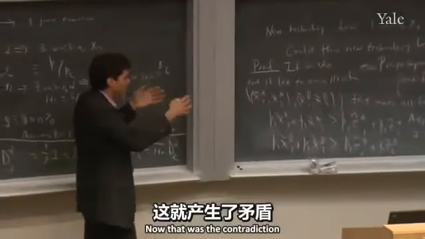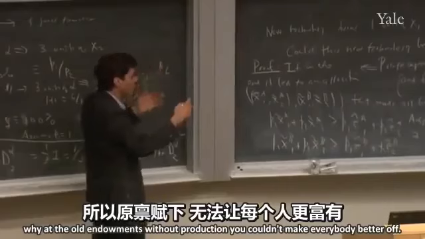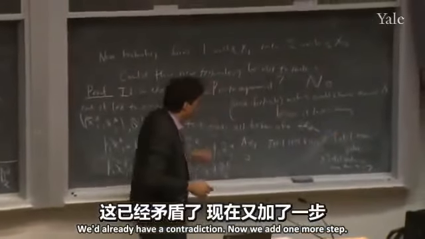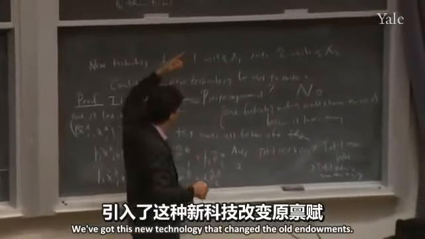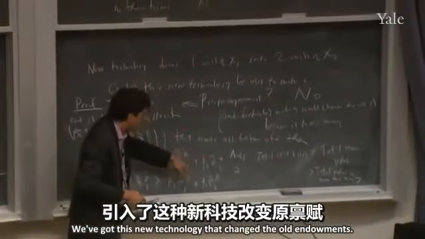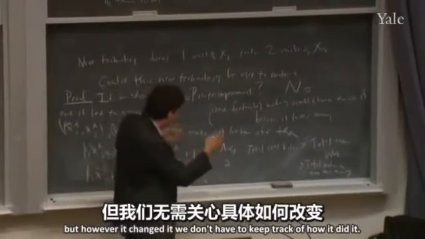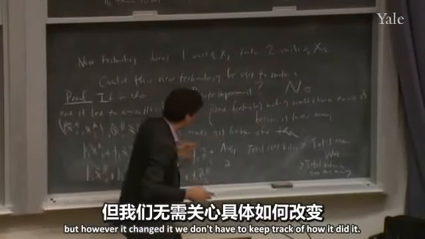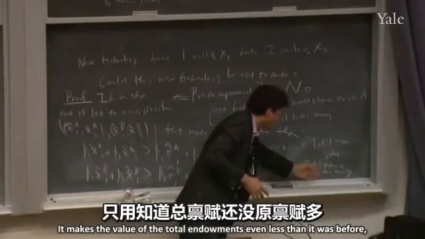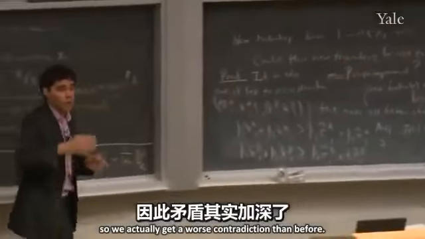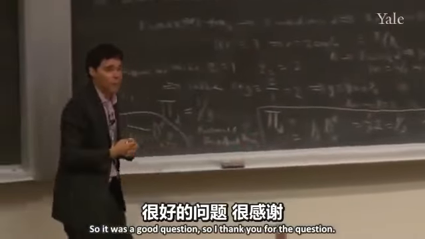Now that was the contradiction, why at the old endowments without production you couldn't make everybody better off. We'd already have a contradiction. Now we add one more step. We've got this new technology that changed the old equilibrium endowments, the old endowments. But however it changed it, we don't have to keep track of how it did it. It made the value of the total endowments even less than it was before. So we actually get a worse contradiction than before. So it's a good question. So I thank you for the question.